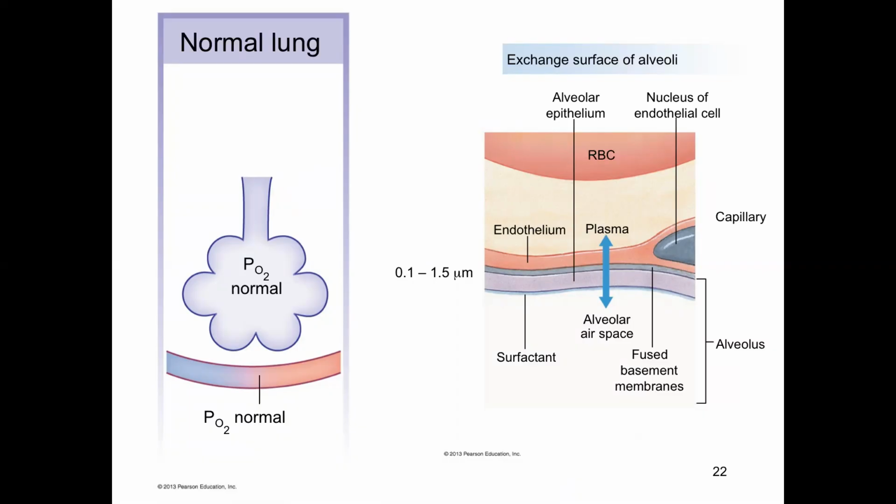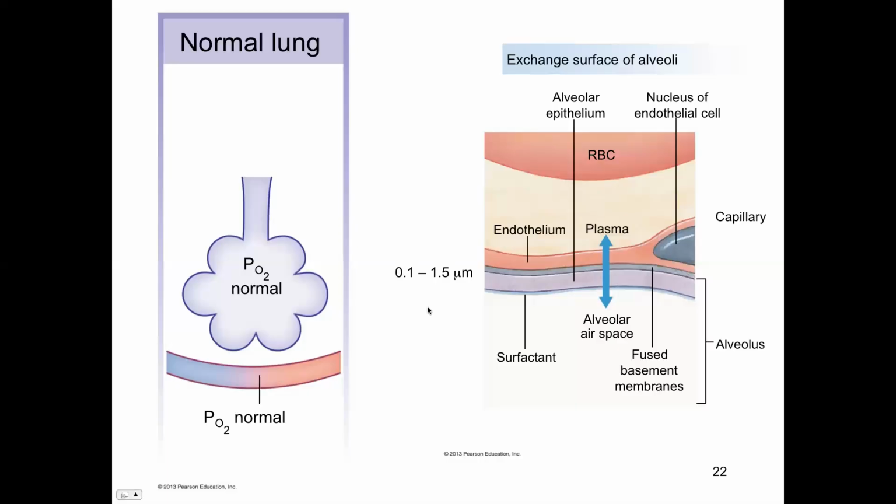So a micrometer is 1,000 times smaller than that, right? So it's really, really small. And we're talking about a 0.1 of 1,000 times, so it's like 10,000 times smaller than those lines, okay? So normally we have a very close contact between the alveoli and the blood, so we have really efficient exchange.